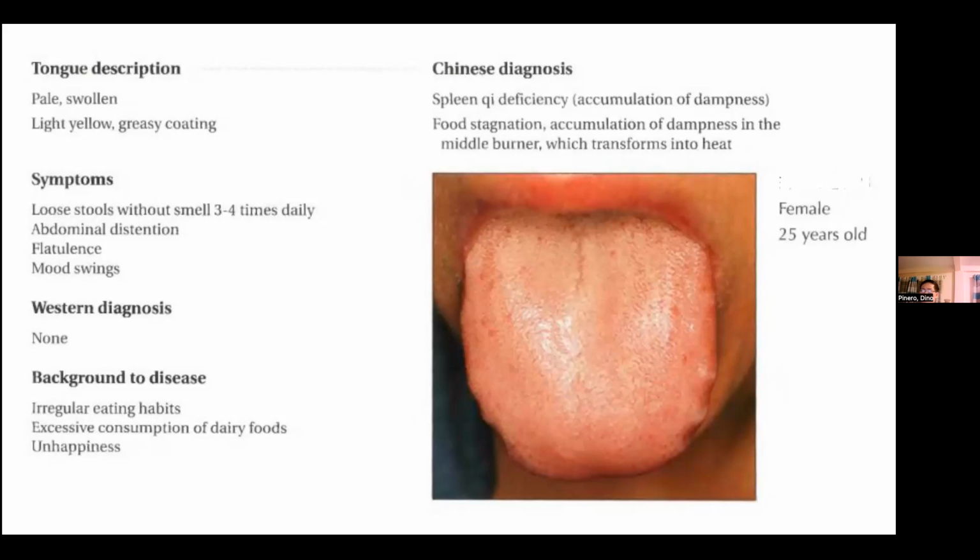Ang symptoms ng patient, there is loose stool without smell, 3 to 4 times daily. There is abdominal distension, flatulence, mood swings. Sa Western diagnosis, there is none. Ang background to disease, irregular eating habits, excessive consumption of dairy food, and unhappiness.